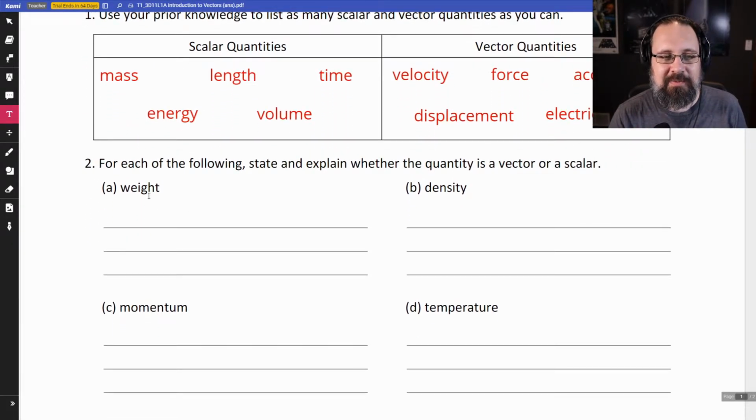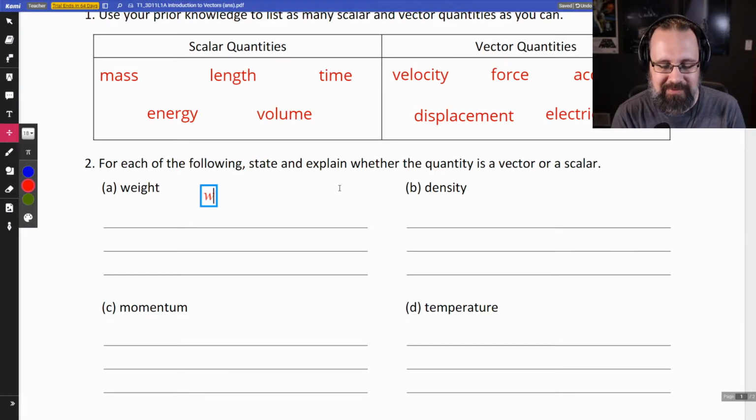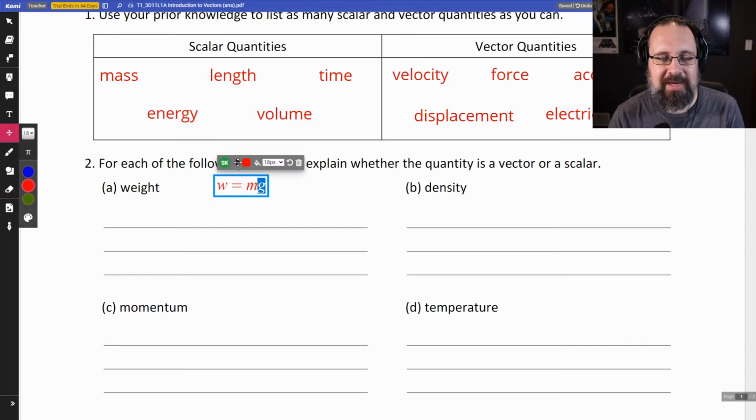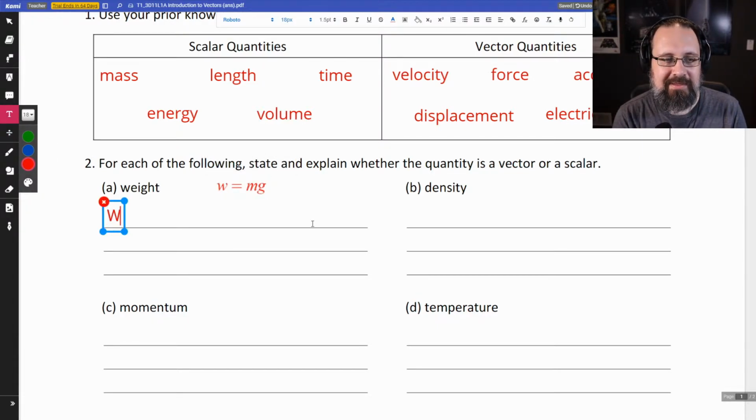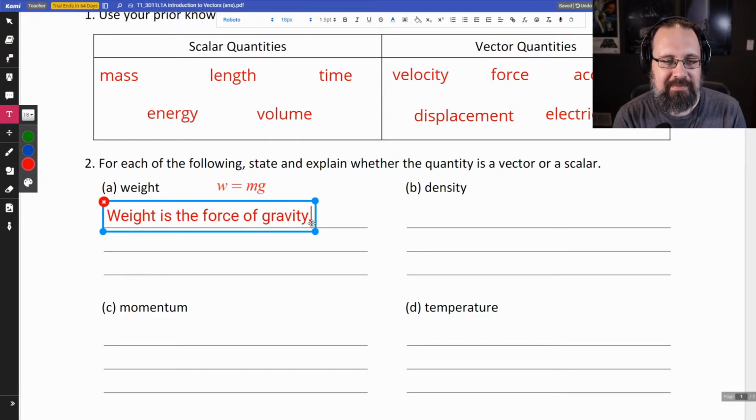All right, let's test down here. So what about weight? Where would you put weight? The equation for weight is W equals mg, which is weight is the mass times the acceleration of gravity, or the gravitational field strength. Well, gravity, the gravitational field, that is a vector. Mass is a scalar. So if you take a scalar and you multiply by a vector, you're going to end up with a vector.